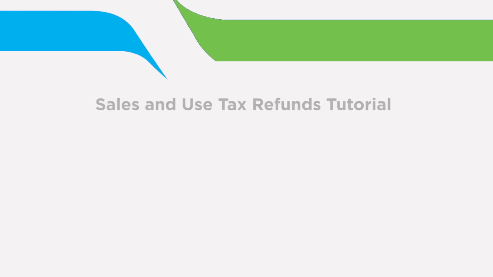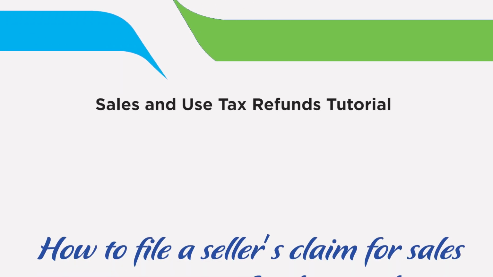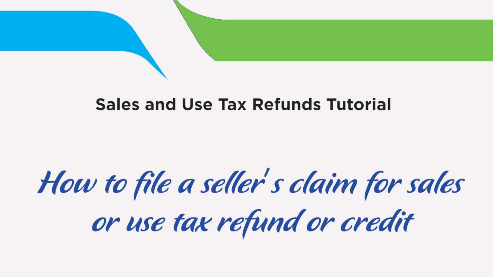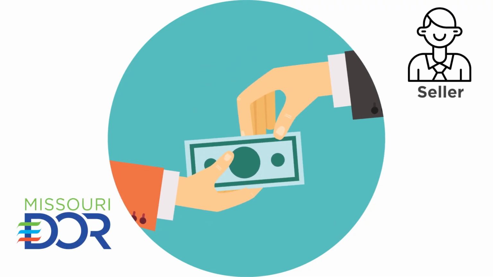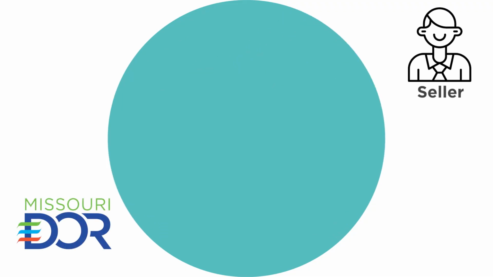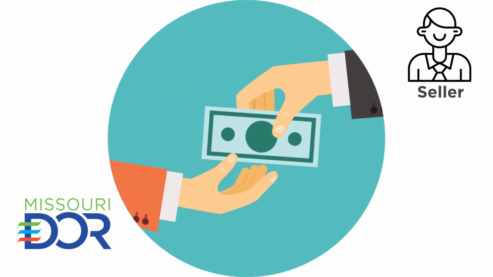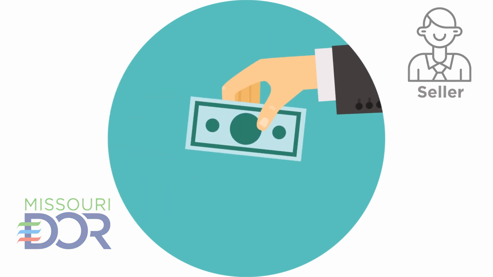Welcome to the Missouri Department of Revenue's tutorial on sales and use tax refunds. Today we'll be going over how to file a seller's claim for sales or use tax refund or credit. A seller's claim is filed when the seller has paid more sales or use tax to the department than they owe and wishes to have the overpayment refunded or to put the overpayment towards a future return.